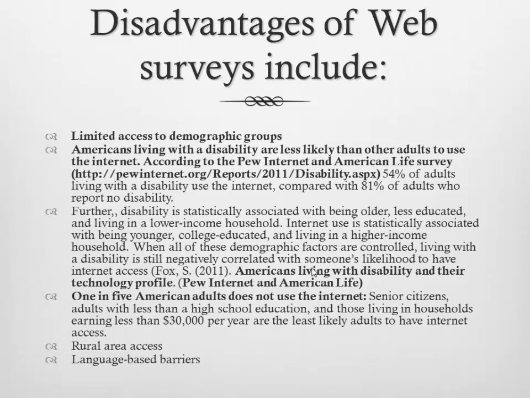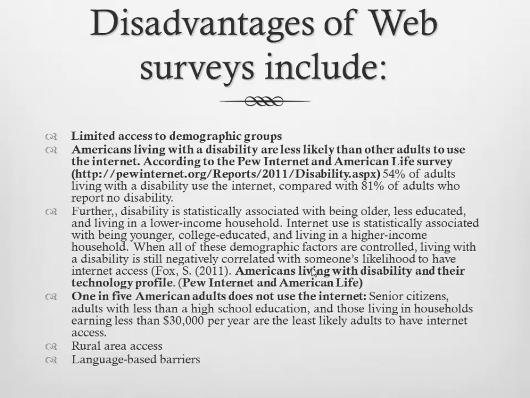And so as a researcher, you have to keep that in mind. Other demographics come into play in terms of access. 1 in 5 American adults does not use the internet. And senior citizens or elderly people, adults with less than a high school education, and those living in households earning less than $30,000 per year are among the least likely adults to have internet access.